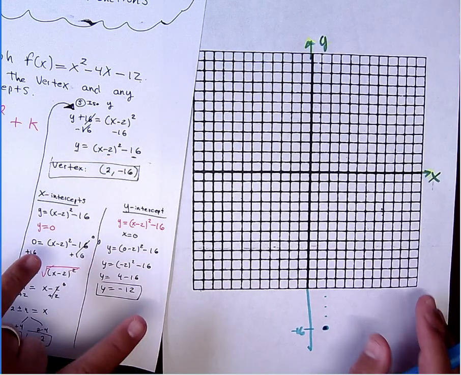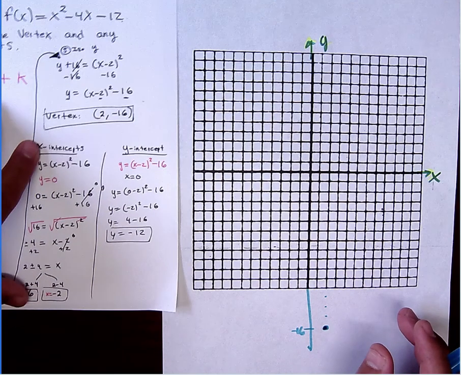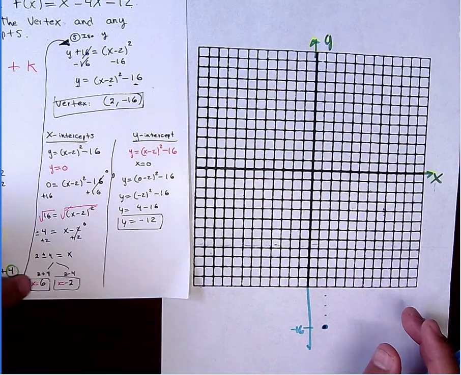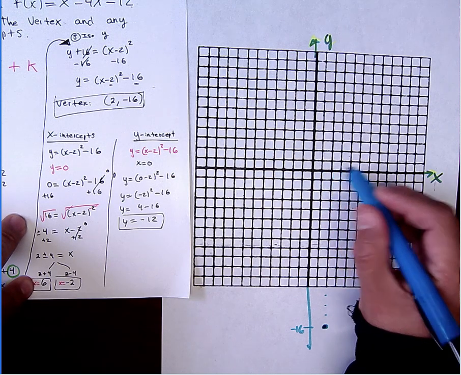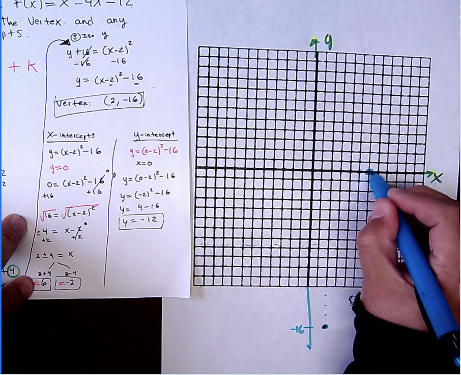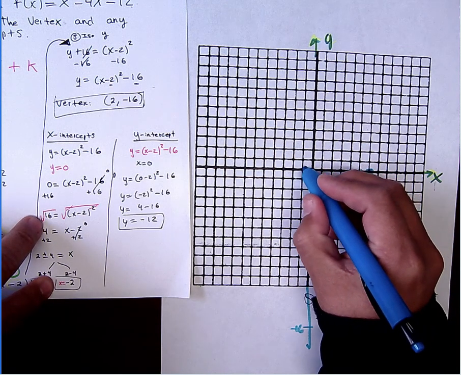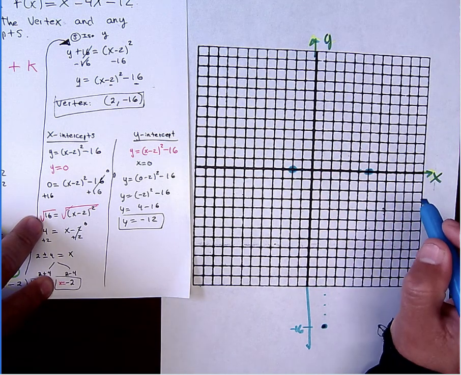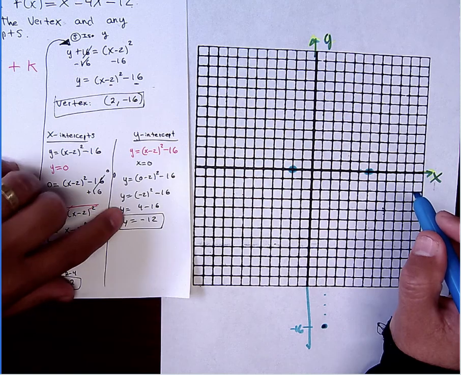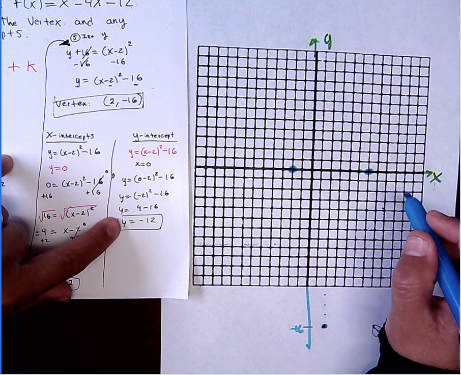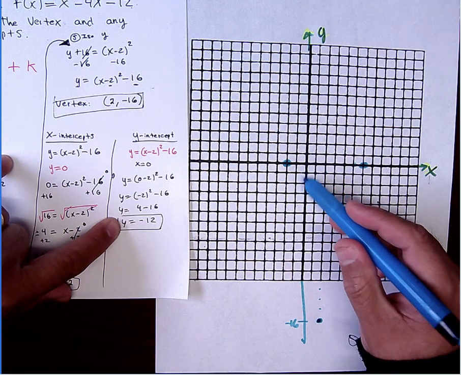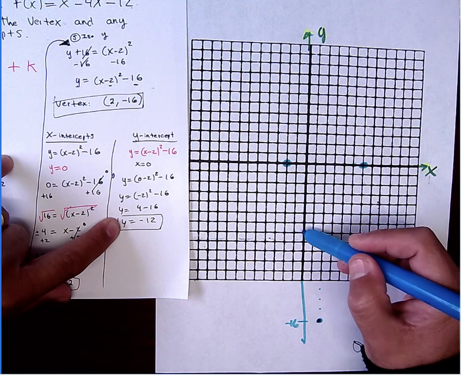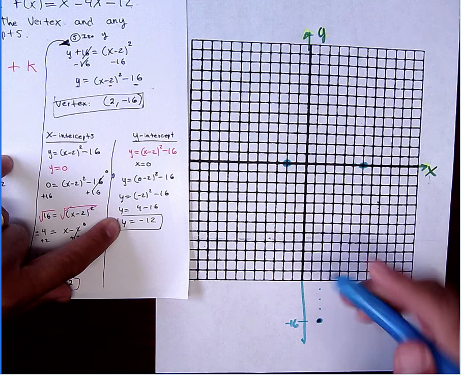And then the x-intercepts would be at positive 6. So 1, 2, 3, 4, 5, 6. So here. And negative 2, 1, 2, here. And the y-intercept, so this is the y-axis. It would be on this line, the y-intercept. 5, 6, 7, 8, 9, 10, 11, 12, right here.